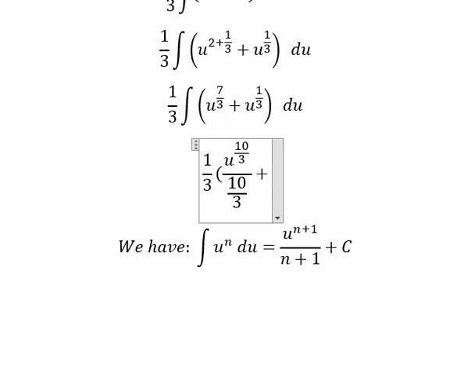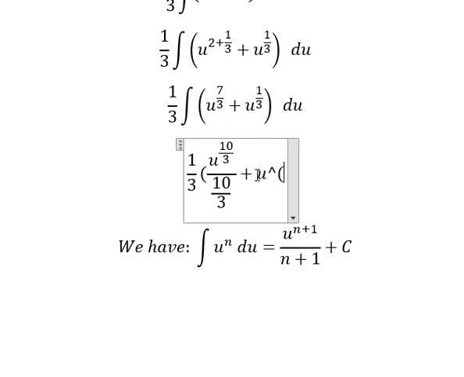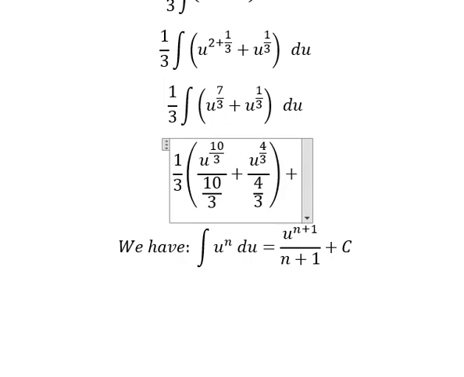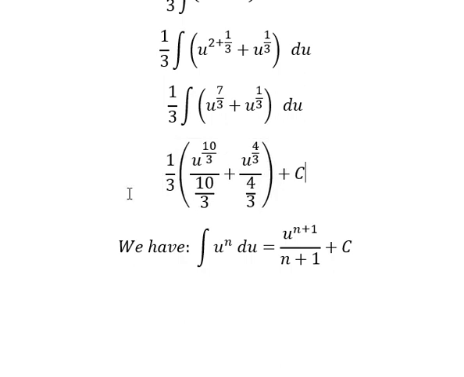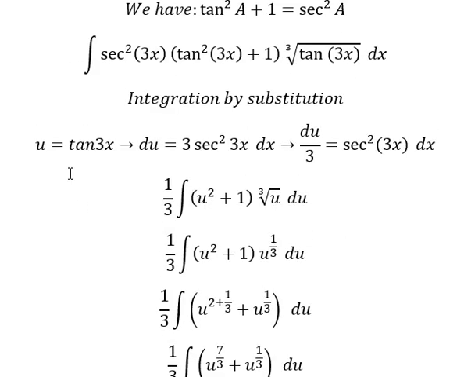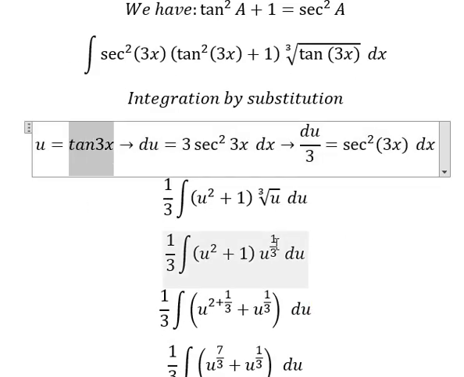The next one that is about 4 over 3 over 4 over 3. And I will put c. About u, that is tan 3x.